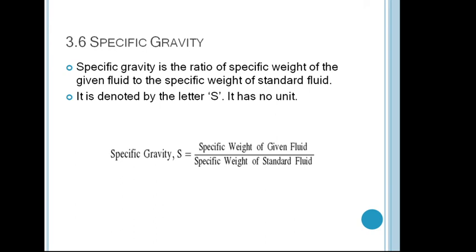So every fluid possesses its own value of specific gravity, with the help of which you can calculate its mass density or specific weight.